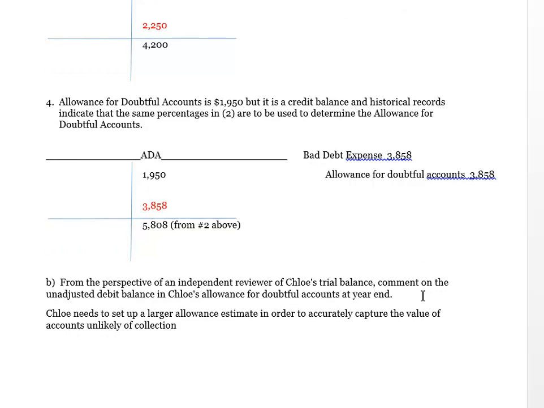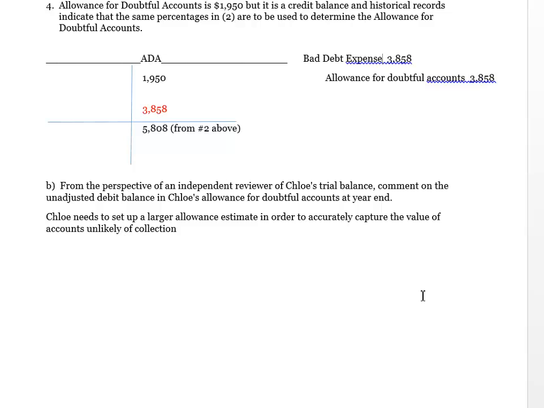Now we're asked a theory question from the perspective of an independent reviewer of Chloe's trial balance. Comment on the unadjusted debit balance in Chloe's allowance account at the year end. Well, clearly that tells us that we need to set up a larger amount. When we see that Chloe's allowance at the end of the year is sitting at a debit balance, that means to us that we really need to have it sitting at a credit balance, right? Because it means that we wrote off more to the allowance than we actually set up to write off. So in essence, what we did is we underestimated the amount that we need in the allowance account. So we need to set up a larger allowance estimate in order to accurately capture the value of accounts unlikely of collection.